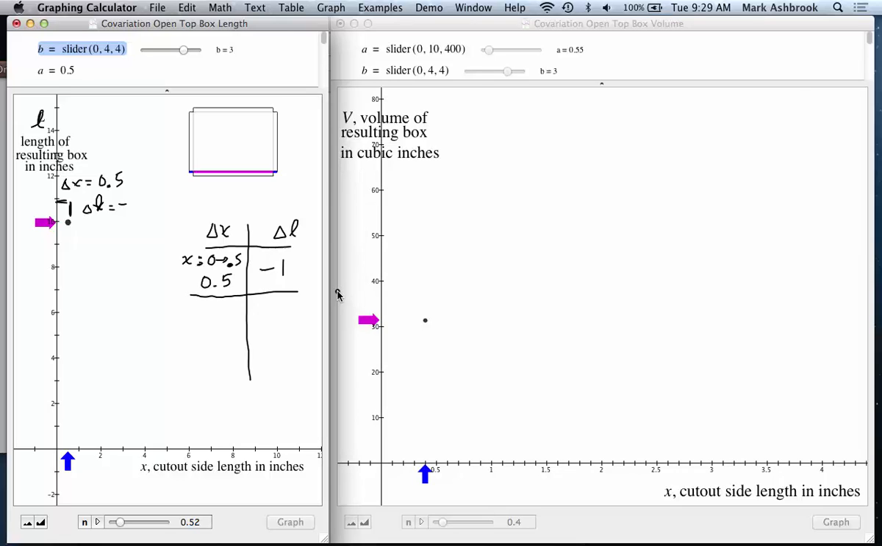I'm going to do it again. So I'm going to go from x goes from 0.5 to 1. April, what was the change in x? 0.5. 0.5 again. Okay, I'm going to show it. Here we go. Ready? Here it goes.